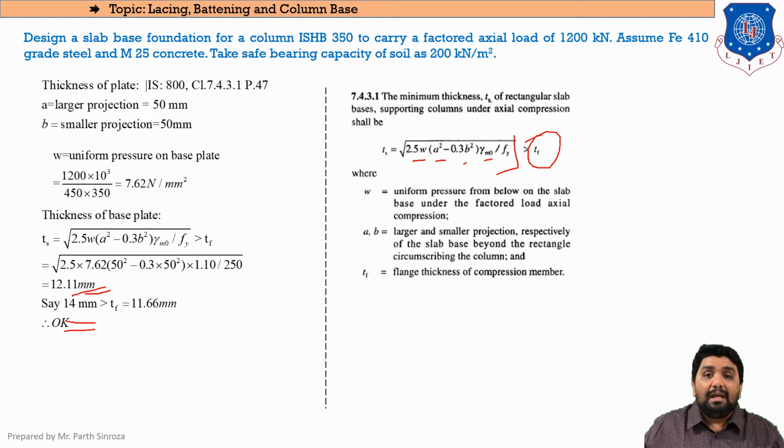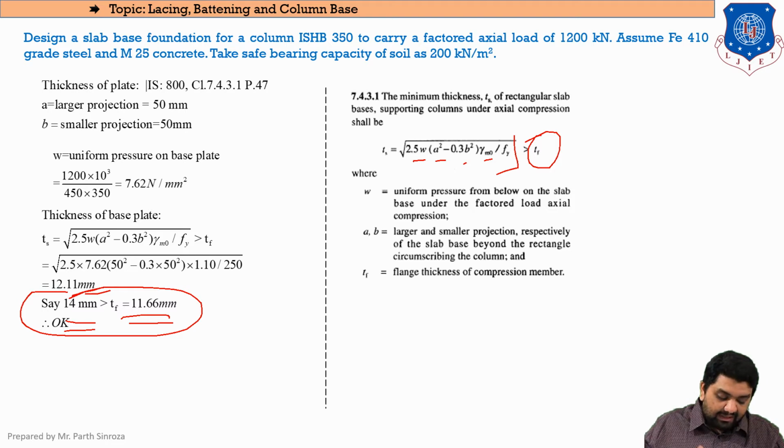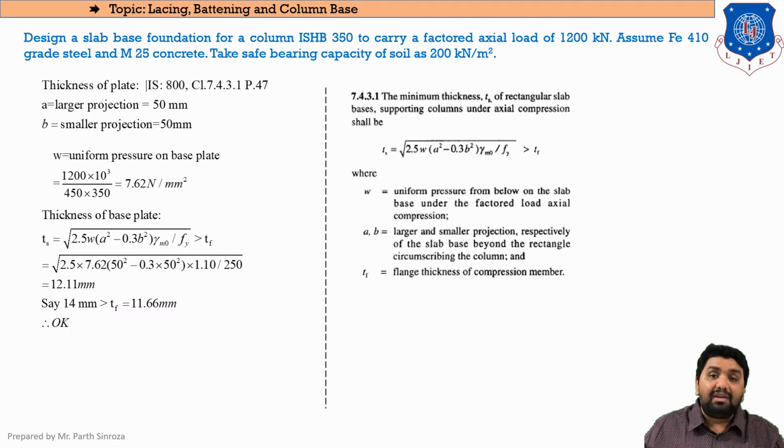This is our check, that the thickness that we have provided for our base plate should always be greater than the thickness of flange of the column. That is for ISHB 350. Clear? So the thickness of flange for ISHB 350 as we obtained from our steel table was 11.66, and this condition is valid, and therefore the thickness of base plate that we have provided is sufficient. So our first design portion is completed, that is our design of base plate.